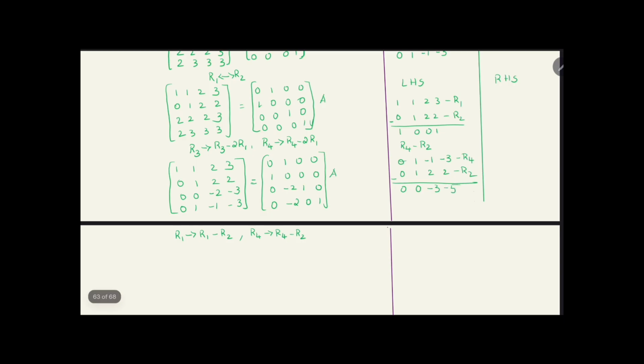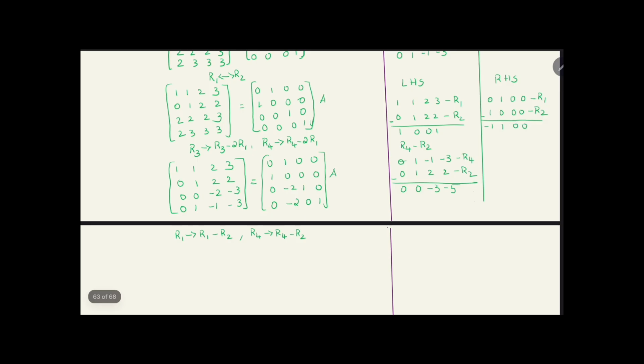Now coming to the right hand side matrix. For the right hand side matrix, I should perform the same operations, R1 minus R2 and R4 minus R2. Now what is the first row of the second matrix? It is 0 1 0 0. This is R1, and R2 is 1 0 0 0. So this is R2. I should subtract these two. It is minus 1 1 0 0.